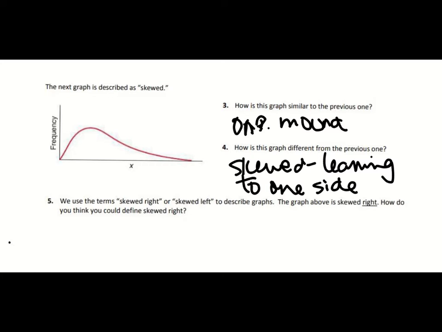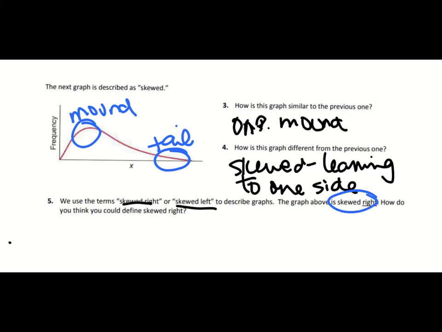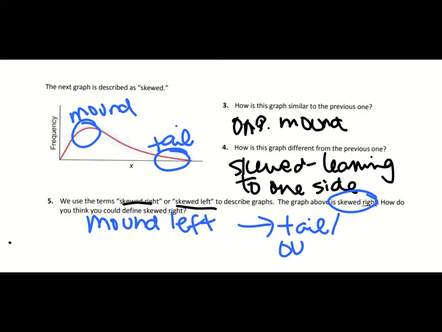We use the terms skewed right or skewed left to describe graphs, and this graph is skewed right. So how do you think you could define skewed right? Skewed right means you basically have your mound on the left and your tail on the right. Later on we'll talk about what the tail means. Those are called outliers, on the right.